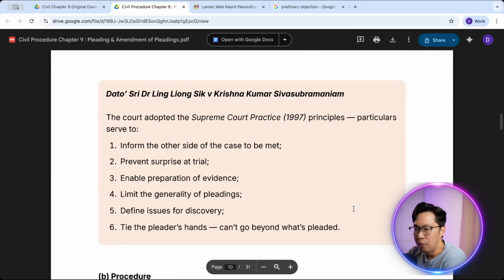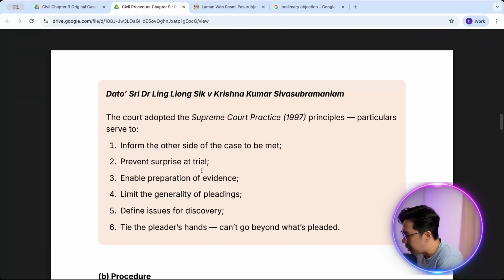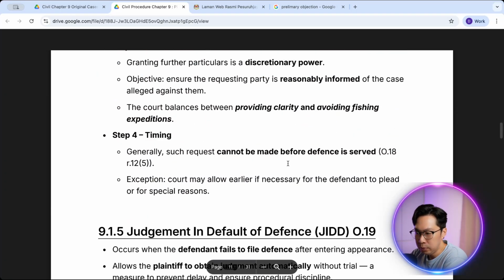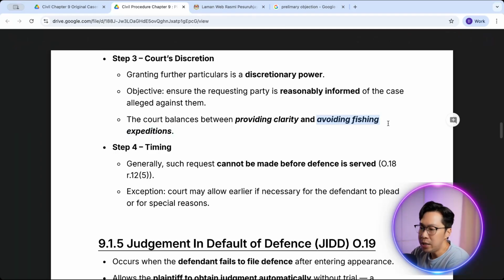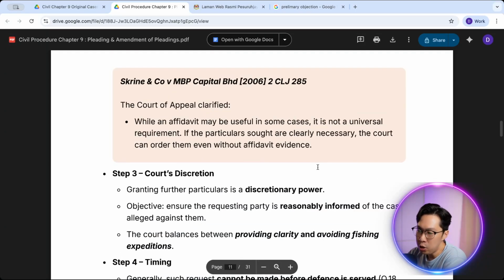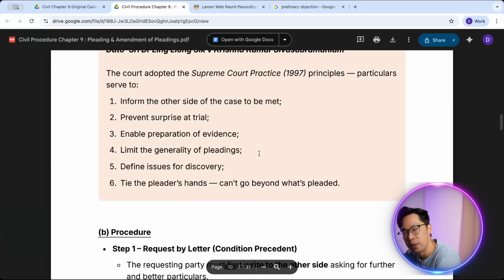So if you look at here, the general principle when it comes to pleading is about this one, the Datuk Seri Ling Dong Sik case, to inform the other party. So you cannot have Alex sending a statement of claim to Mr. Lee, and Mr. Lee, because he wanted to fish for evidence. Sometimes we use this term, fish, F-I-S-H, fish for evidence, like fishing. It's like using further and better particulars to try to collect what evidence Alex is going to use. So the court wouldn't allow you to do that. Fishing expedition. That's it. Fishing for evidence. Generally, such requests cannot be made before the defense is served. Okay? Exceptions may be allowed. So this is your procedure and very often tested, and you need to know this case, further and better particulars.